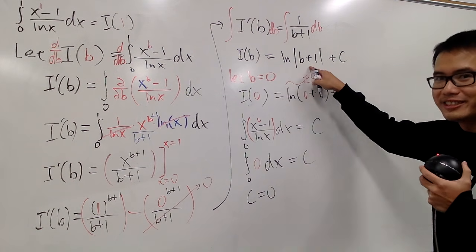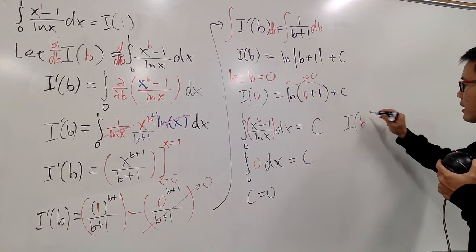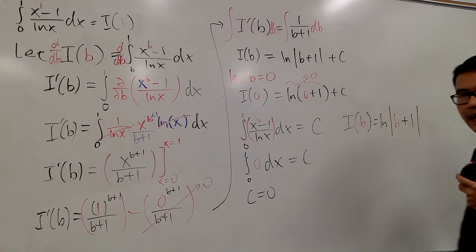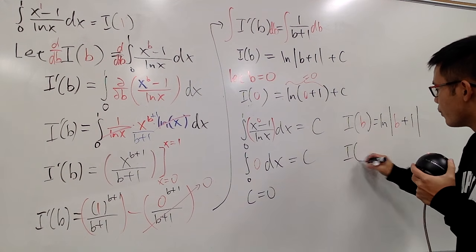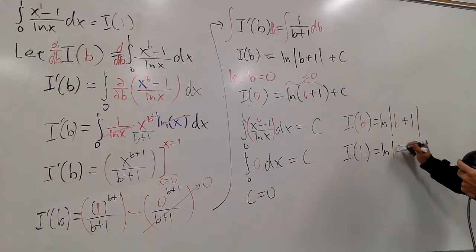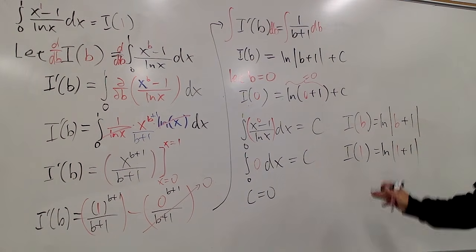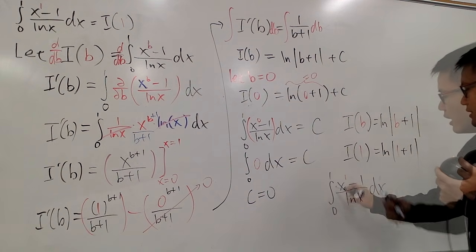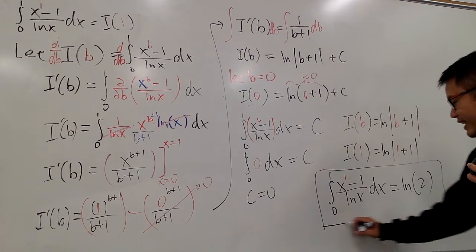We are pretty much done. I of b is just pretty much this, because c is 0. Let me write this down for you guys. Here we have I of b is just equal to ln of the absolute value of b plus 1. Remember, our goal is to get I of 1. So now I can tell you I of 1 is just going to be ln of 1 plus 1. You don't need absolute value at all because it's positive already. Let me just finish this up legitimately. I of 1 is that integral, so I'll put this down nicely for you guys. This looks extremely crazy, but the answer to this is pretty nice. It's just ln of 2. This right here is it.